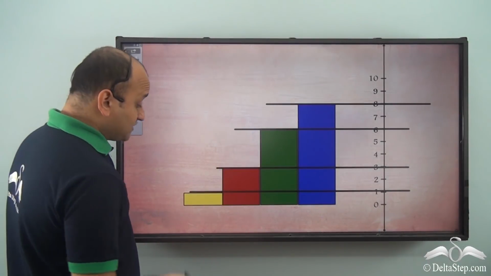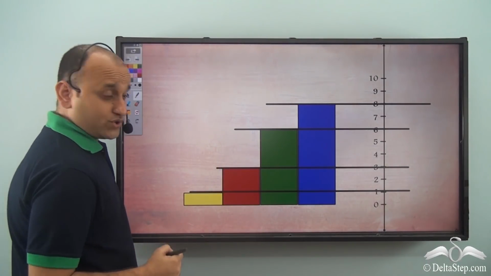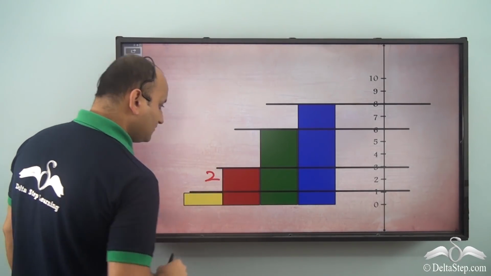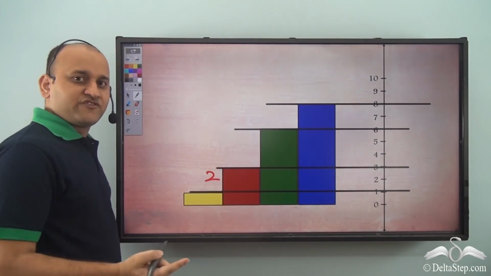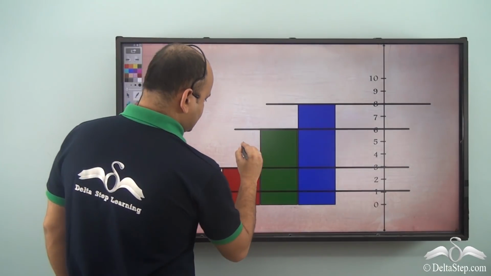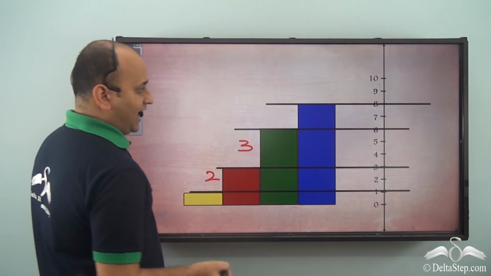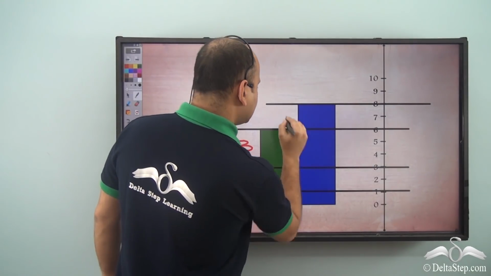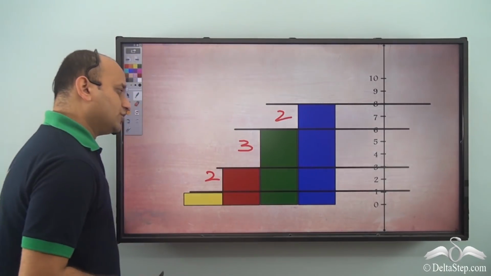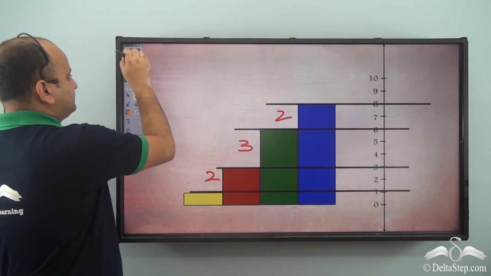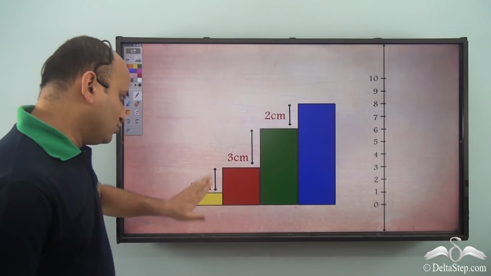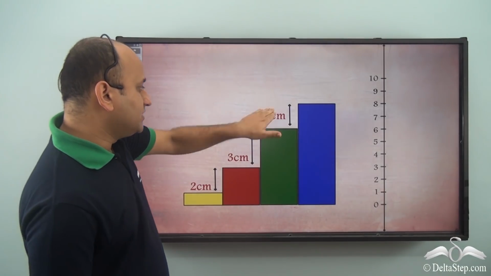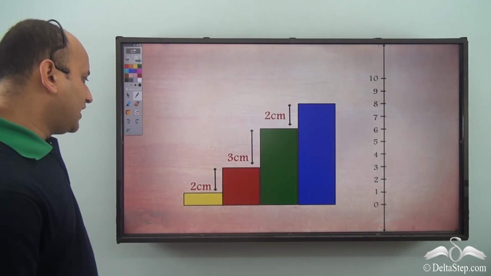So, what is the difference between 1 and 3? It's 2, right? Now, what about 3 and 6? What is the difference between 3 and 6? It's 3. And the difference between 6 and 8? It's 2. So, what do you find? We find that the difference is 2 centimeters, 3 centimeters and 2 centimeters again.